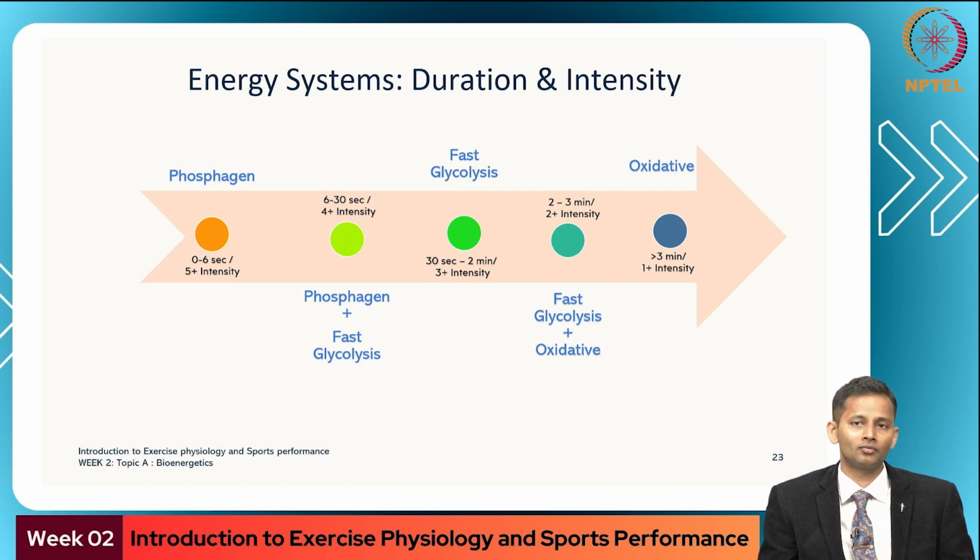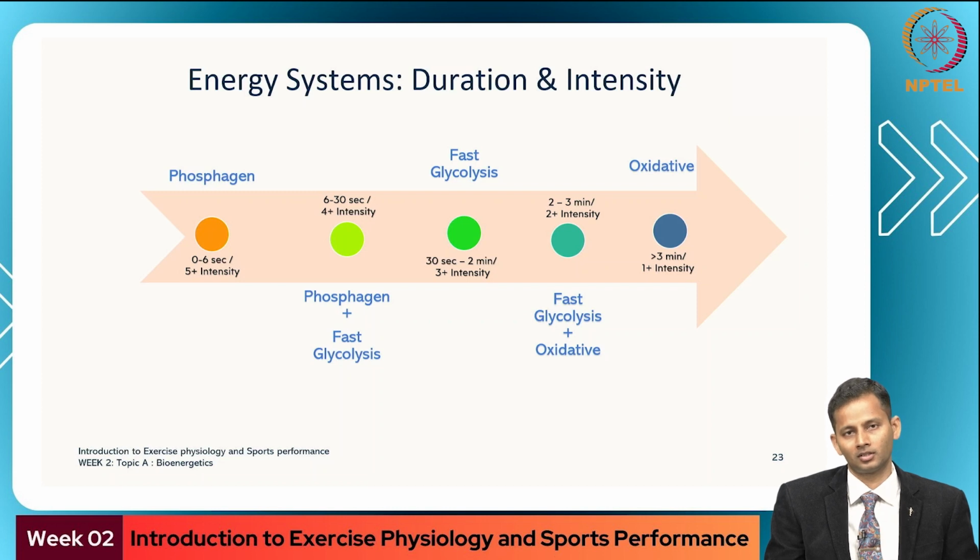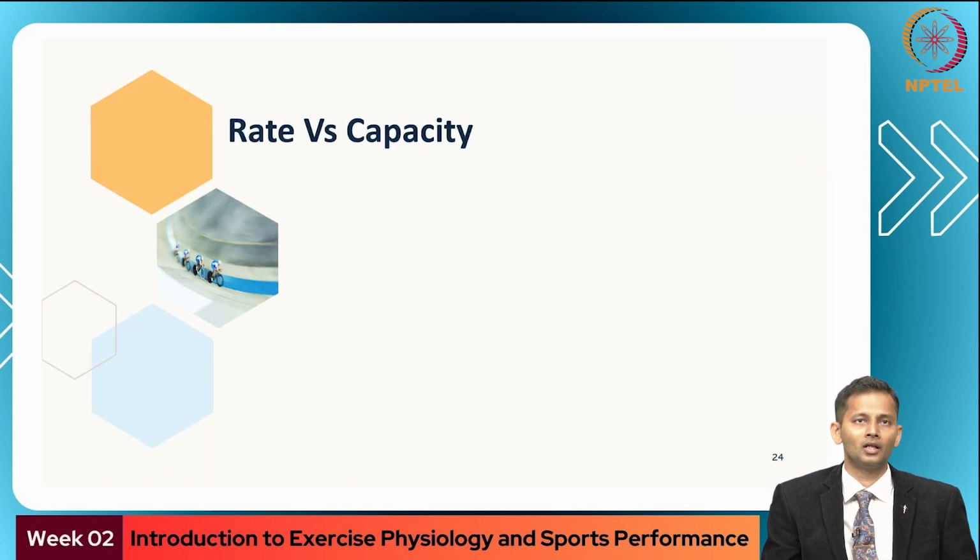Whereas if it is still a low intensity activity of 2 plus and lasting beyond 2 minutes, then you have your oxidative system also taking part in the energy generation, ATP generation. And if the activity is lasting say beyond 3 minutes, and it is very low intensity activity, then you have predominantly the oxidative system.